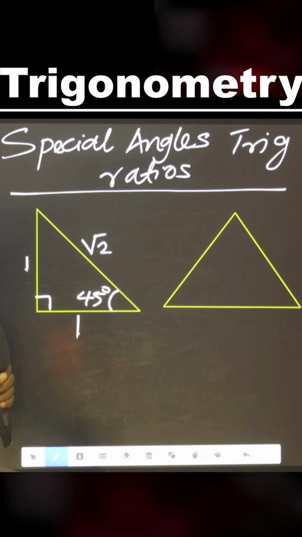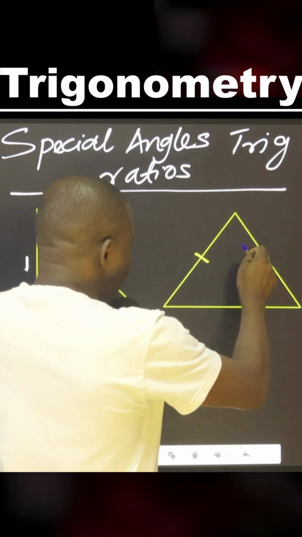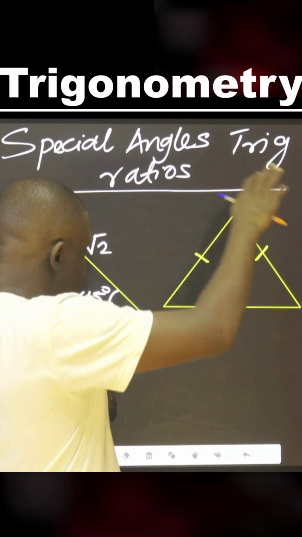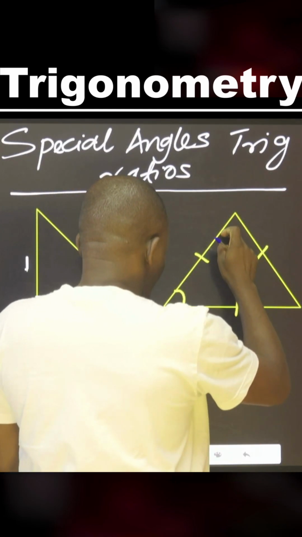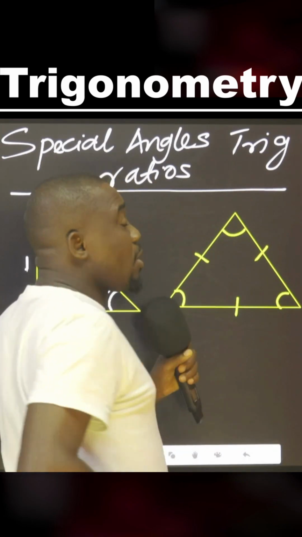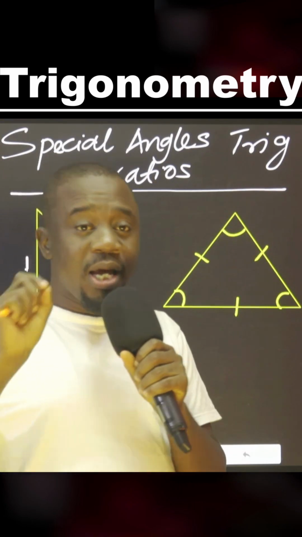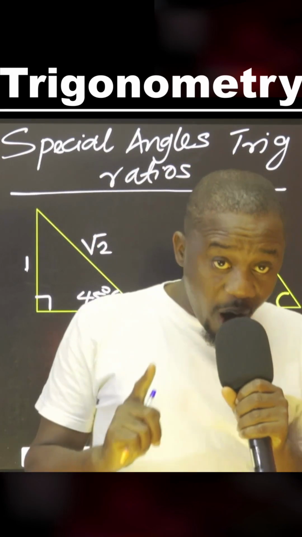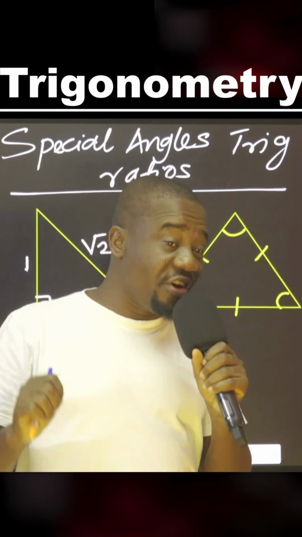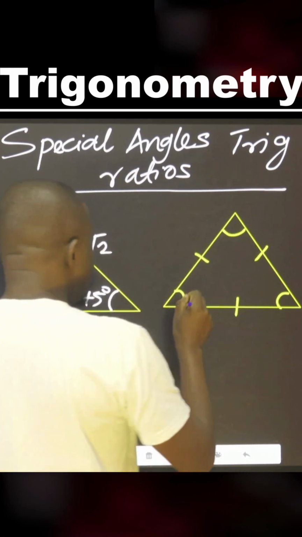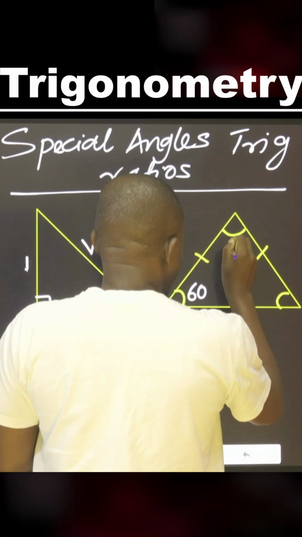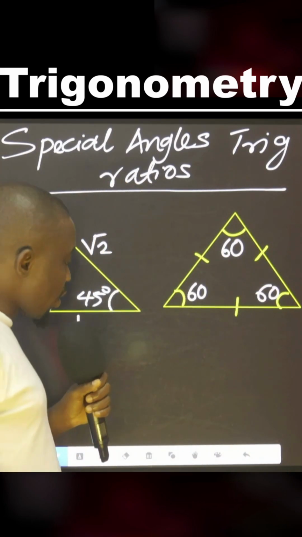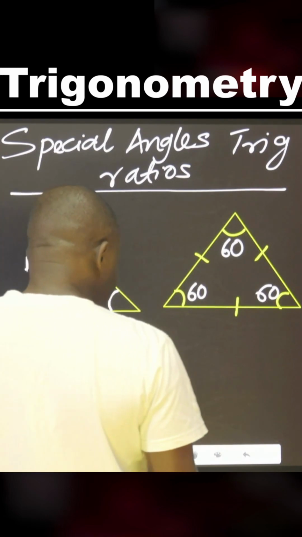Okay? Then when you come to this one, this is what? An equilateral triangle. It means all the sides are equal. Also, all the angles are equal. Because all the angles are equal, the sum of angles of a triangle is 180. You divide 180 by 3 to have 60, 60, 60.